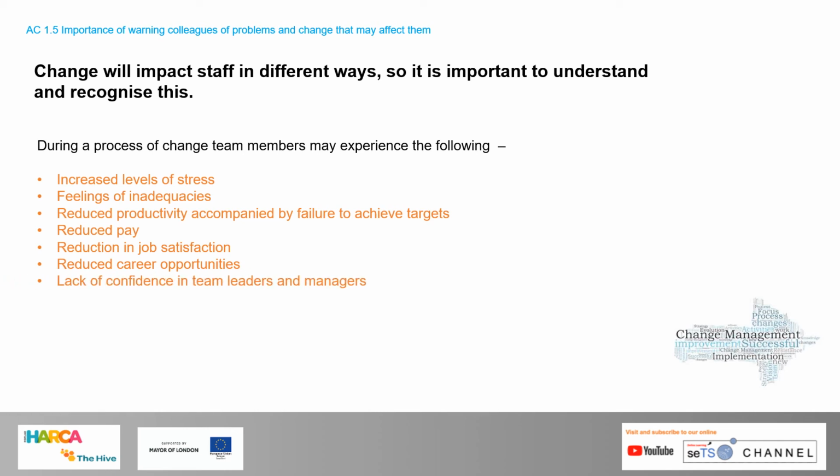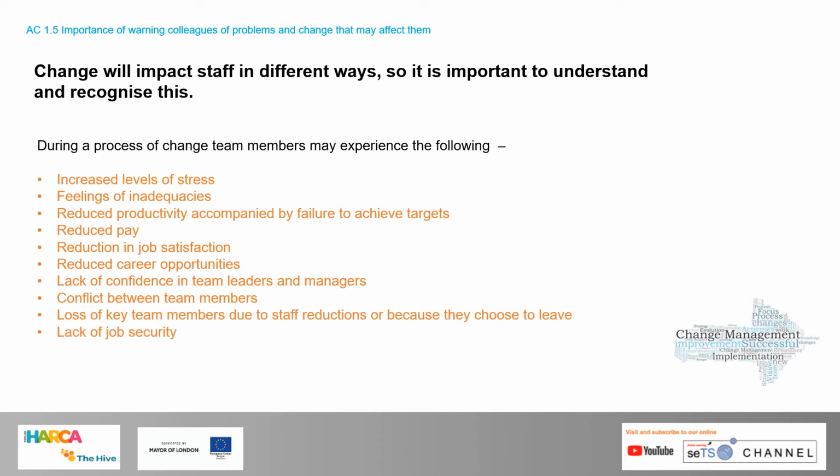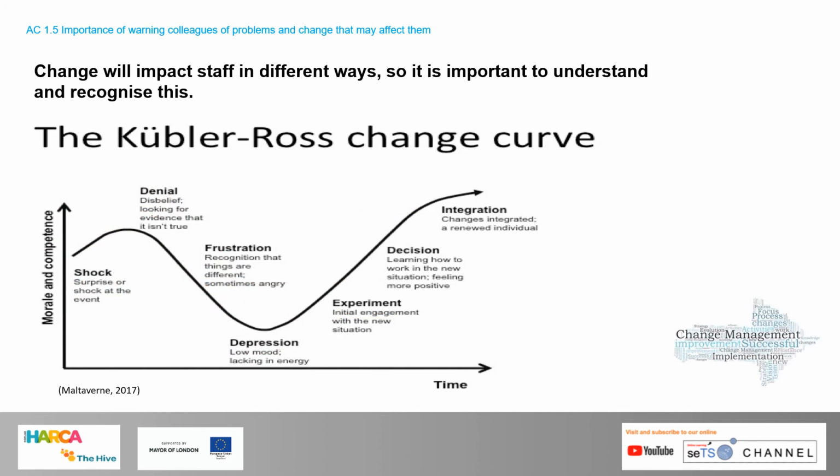lack of confidence in team leaders and managers, conflict between team members, loss of key team members due to staff reductions or because they choose to leave, lack of job security, closure of organisations or sites within a portfolio. And this is reflected in the Kubler-Ross change curve.